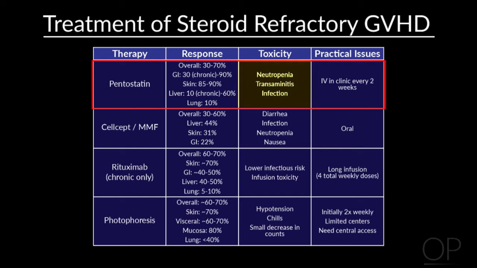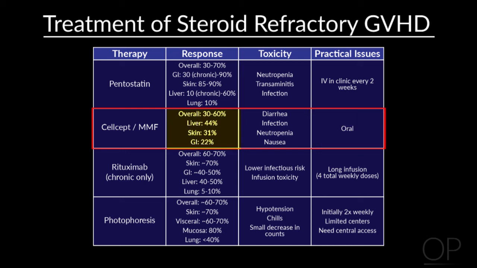The toxicities associated with pentostatin include transaminitis, infection, and neutropenia, and then some practical issues. So this is something that requires IV therapy in a clinic every 2 weeks. During the course of treatment, patients need to be seen every 2 weeks, receive their IV, and then can go home. CellCept or mycophenolate mofetil is taken orally. This can be done at home.